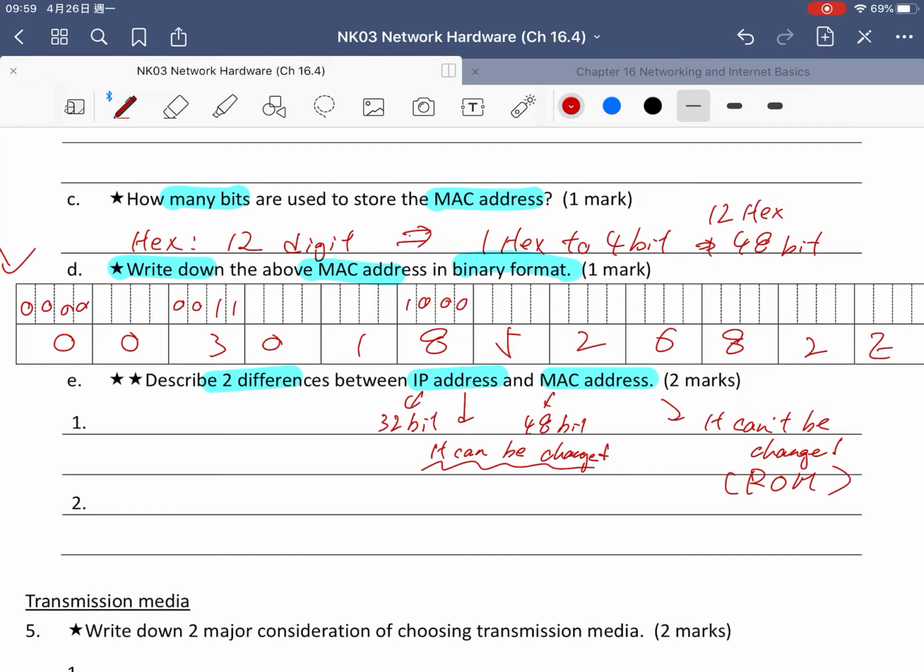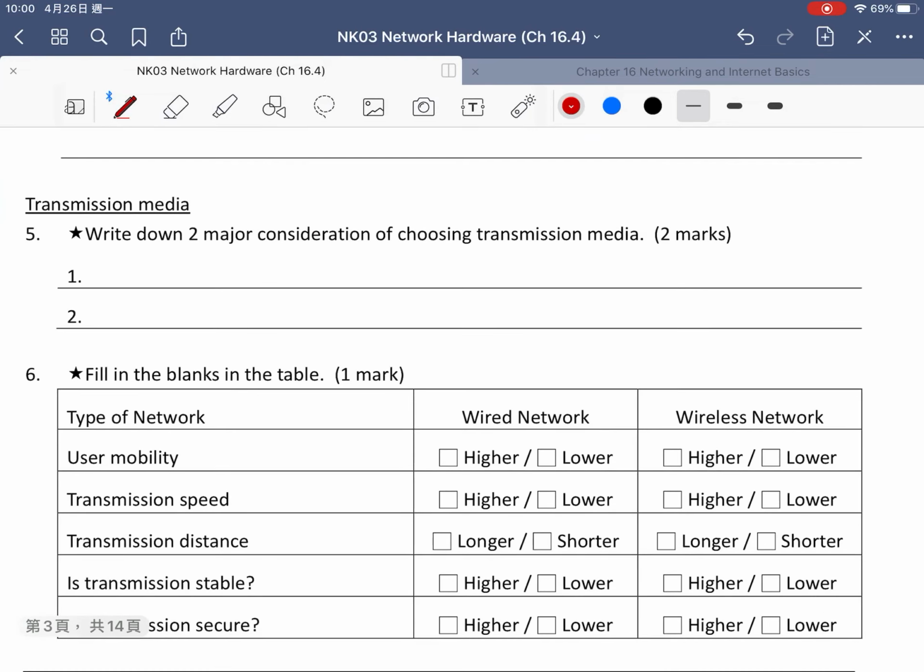Okay, that's it for the network interface card. Then I will go to another topic, is about the transmission media. First of all, write down 2 major considerations of the transmission media.